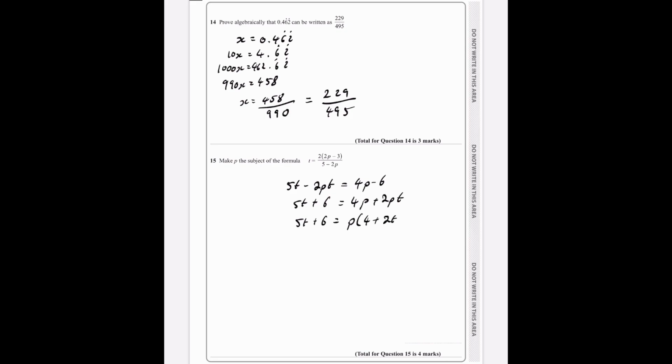Then factorise a p out, so p lots of 4 plus 2t on the right. Divide both sides by 4 plus 2t, we get p equals 5t plus 6 over 4 plus 2t.